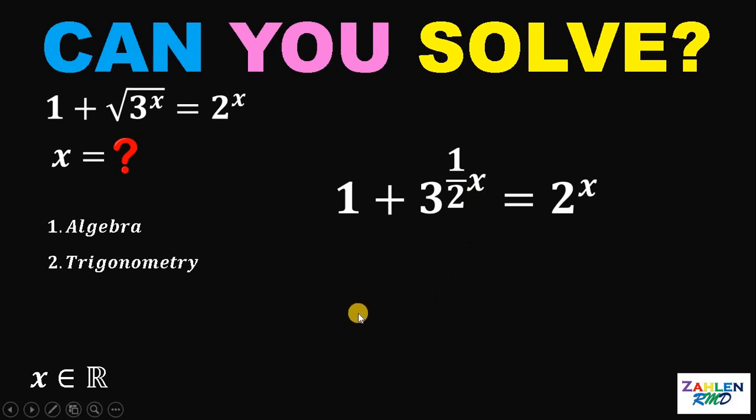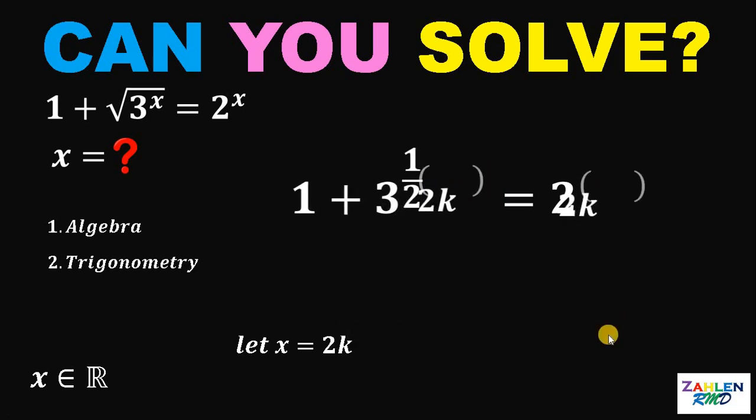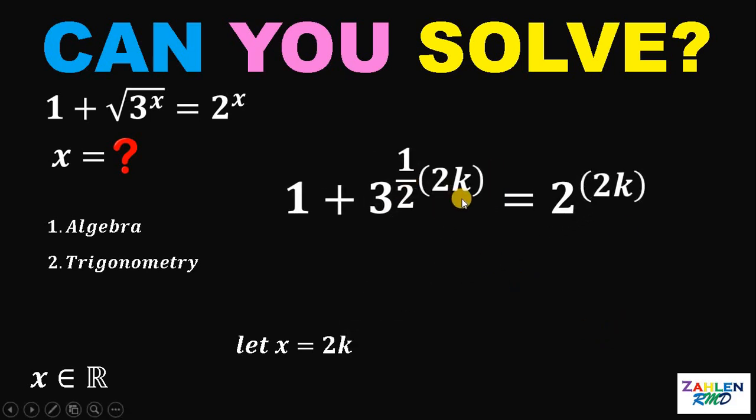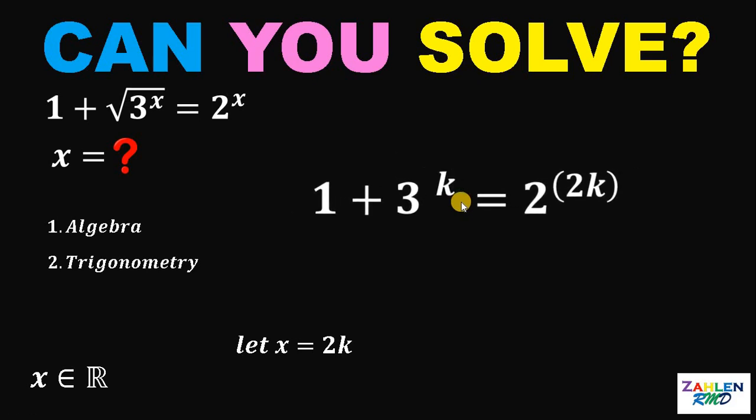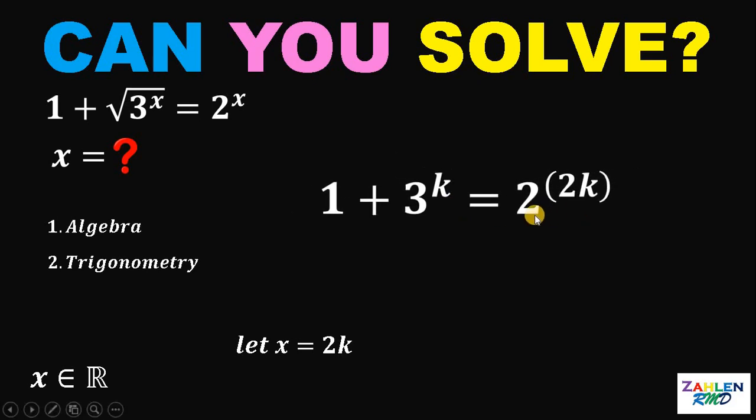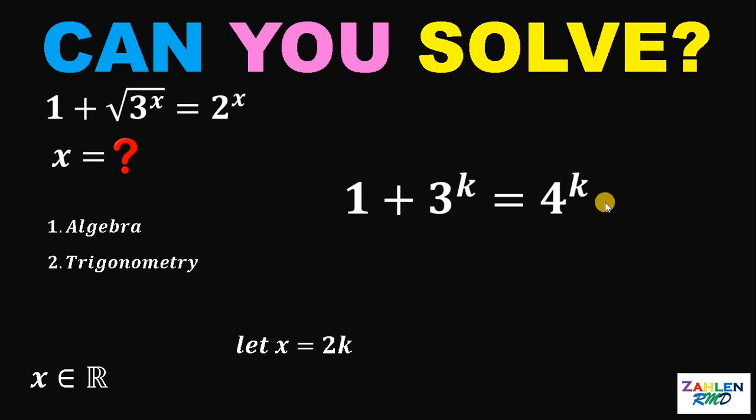Now at this point, we need to let x be equal to 2 times k. Now the question is, why do we choose 2k? The reason is to cancel out the rational exponent right here. So now, let x be equal to 2k. Now 1/2 times 2k, this is just k. And on the right hand side, 2 raised to 2k is simply equal to 4 raised to k.